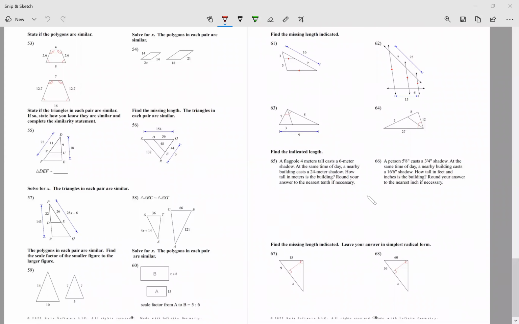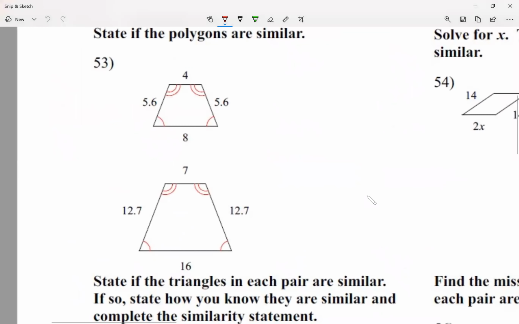All right, let's do a quick review of the whole unit. Wow, the end of the unit. So we do have our unit test this week. Okay, let's take a look. 53 to 68. So let's take a look at 53.